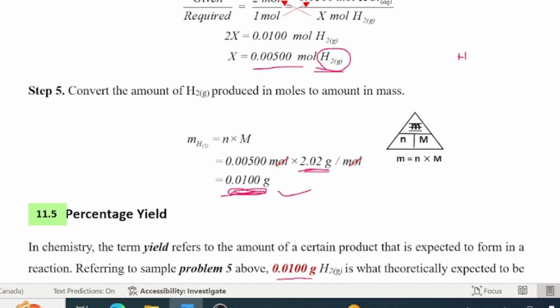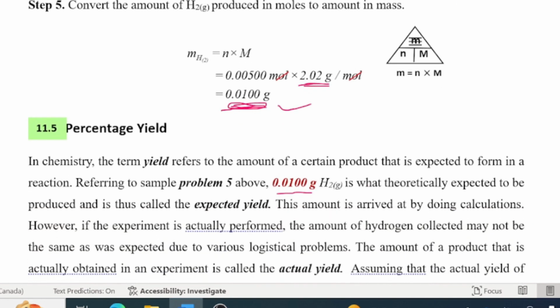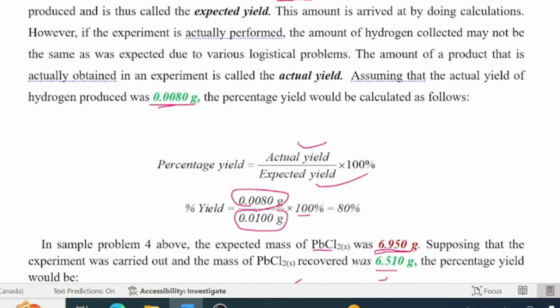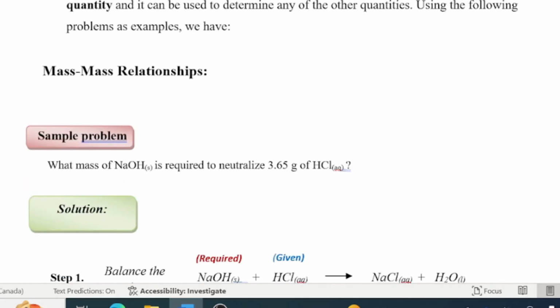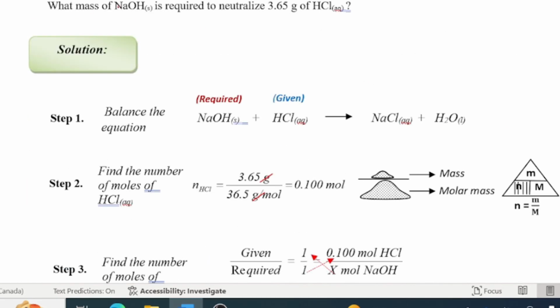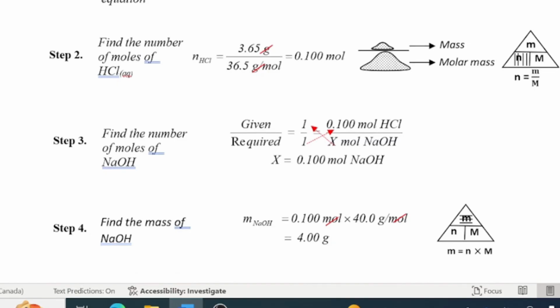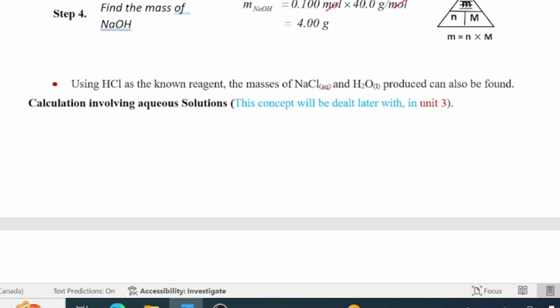The percentage yield is what you actually get over what you expected, and I give you 2 examples there, and that's what it is. And there's a summary here. You can go through the summary. I did one with solutions there. You haven't done that yet, so you can go through that for your own curiosity and see what is happening there. I haven't taught you that. We'll do that later on.